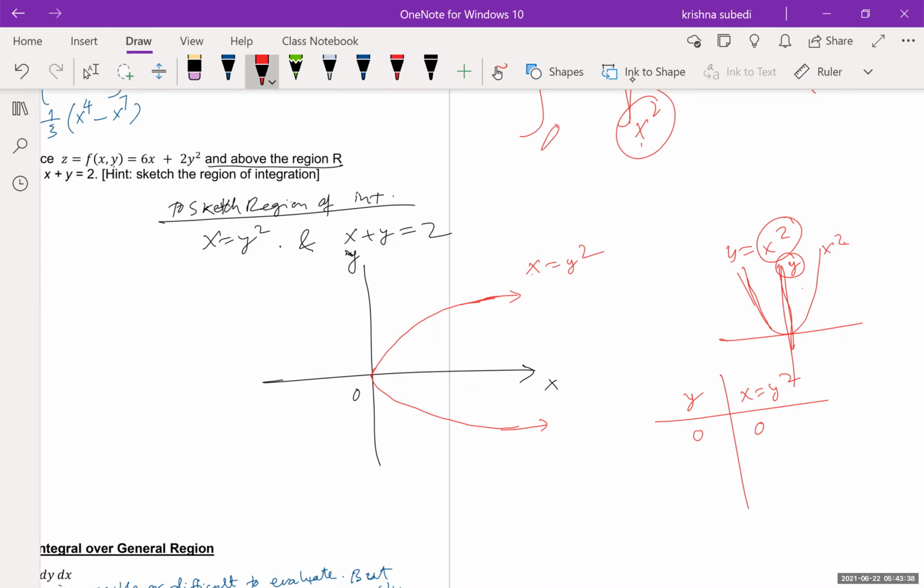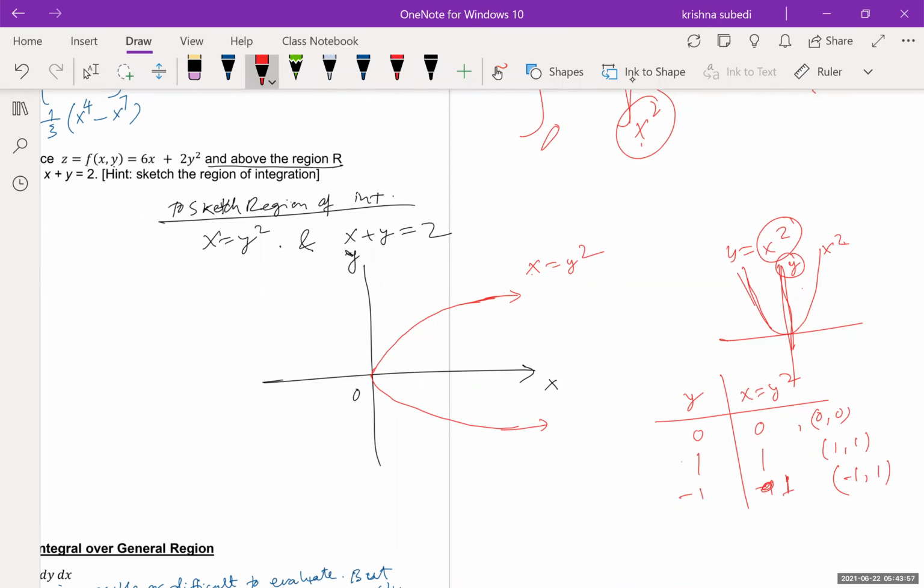So the point is 0, 0. When y equals 1, x equals 1, so you'll have 1, 1. When y equals minus 1, x is also equal to 1. So that's going to be minus 1 and 1.